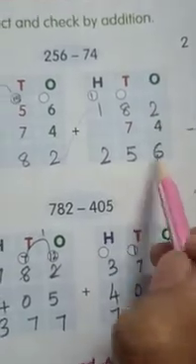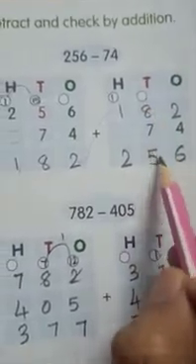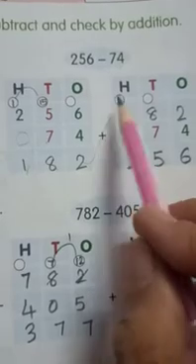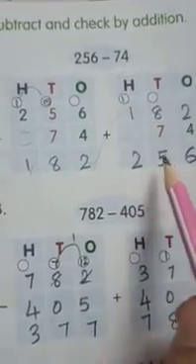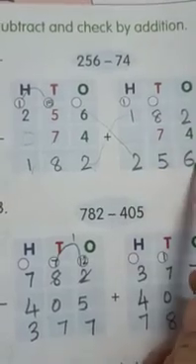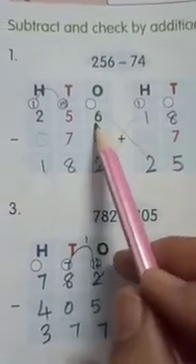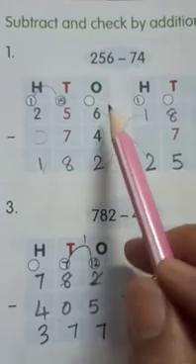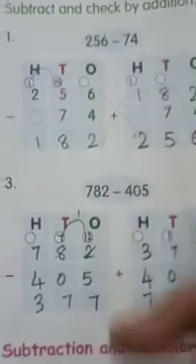2 plus 4 is 6. 8 plus 7 is 15. Write 5 here and 1 as carry to the hundreds place. 1 plus 1 is 2. So we have done the subtraction correctly, because the sum we got here and the smaller number we have subtracted, both are the same. So in the same way you have to practice the second one, third one and fourth one.